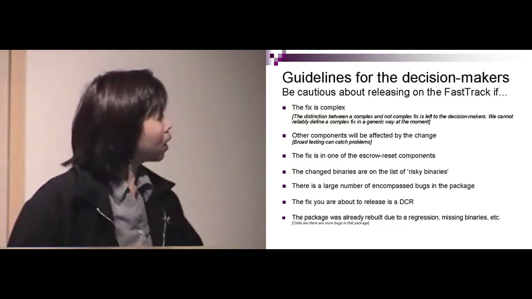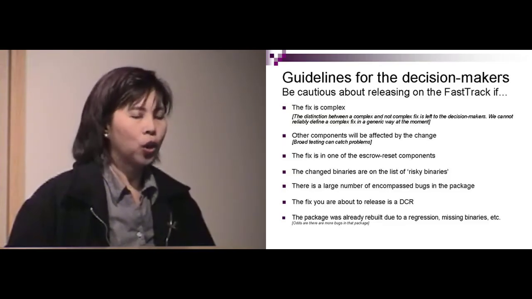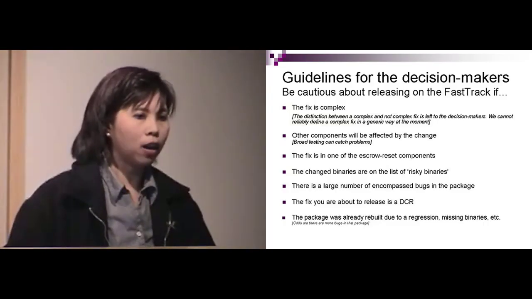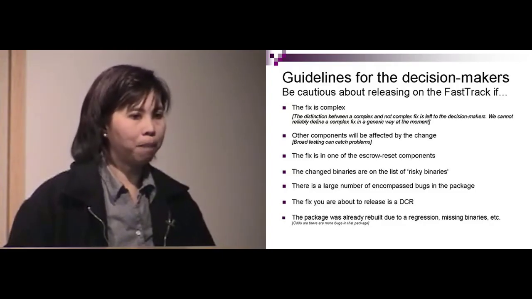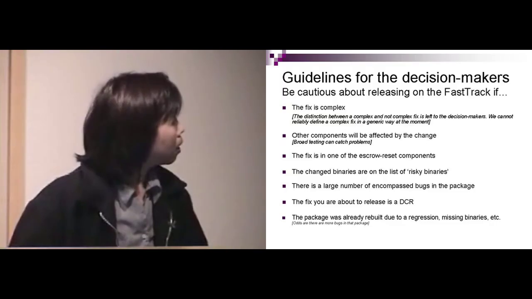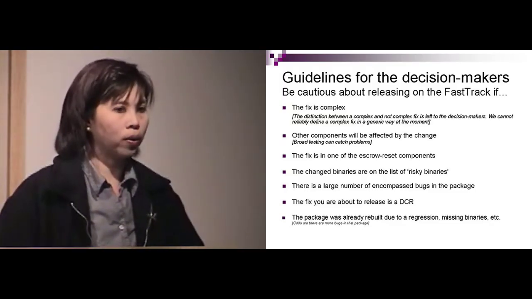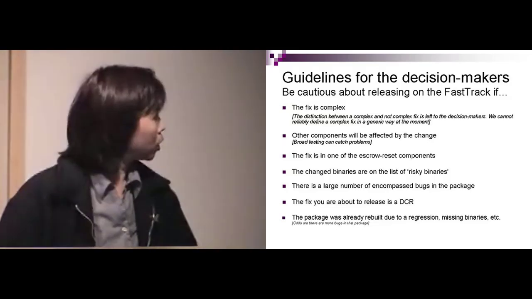So what we tell the component owner is to be cautious about releasing complex bug fixes on a fast track. As a general guideline, we cannot define in a generic way what a complex bug fix is and come up with a template. That decision lies with the development owner and the test owner to make the final call. They are the experts in that code. They understand the changes, so they are the best people to make the decision.